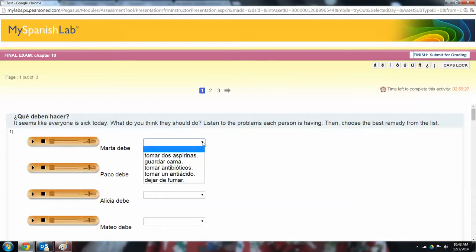Okay, so it tells you, there's going to be a list of what's going on with Marta and Paco and Alicia, and then you give them the advice, and you're going to use each one of these one time. So if you're uncertain about one, I would do process of elimination, because if you're certain about these three and not certain about that one, whatever you're left with is what you would put there.